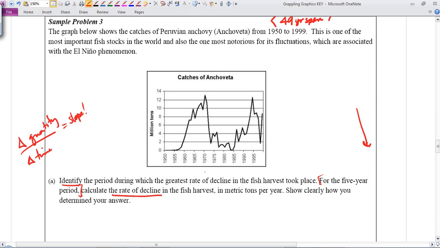Now, this doesn't say time, correct? But when you see 1950, 1955, 1960, can't you figure out the time in years from that data? So don't be a sucker. Don't think it has to say the word time. It just has to have time on the x-axis. So we want to do this in the unit of metric tons per year, which is good because they gave us million tons over here, and then show clearly how you determined your answer.